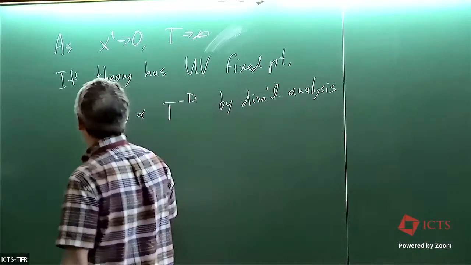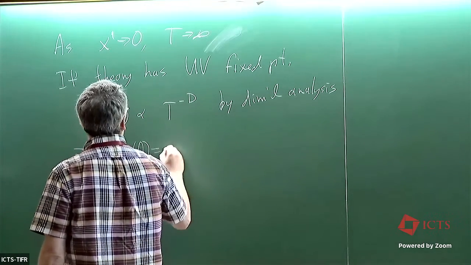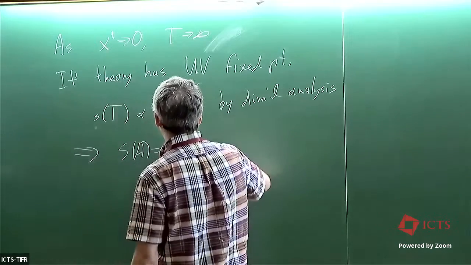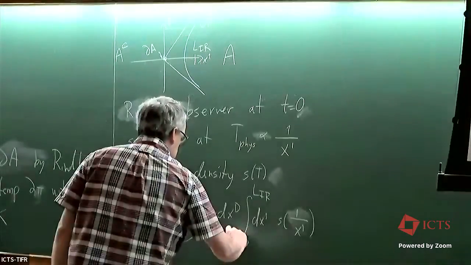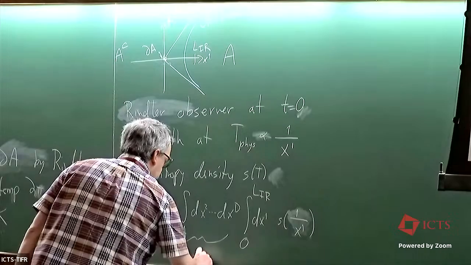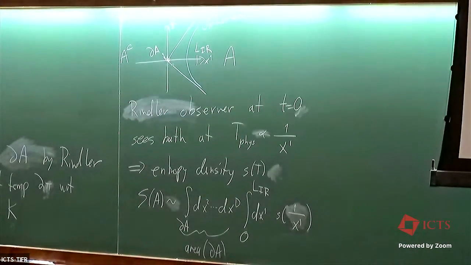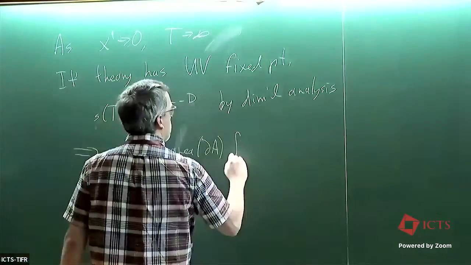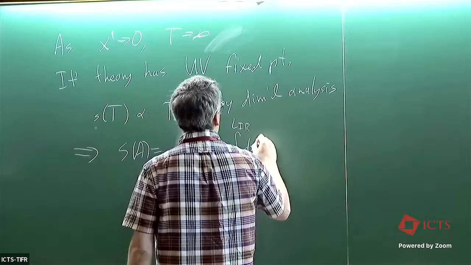Okay, so we get S of A. This first integral is going to give us the area of the entangling surface, times the integral from 0 to our IR cutoff, dx1.